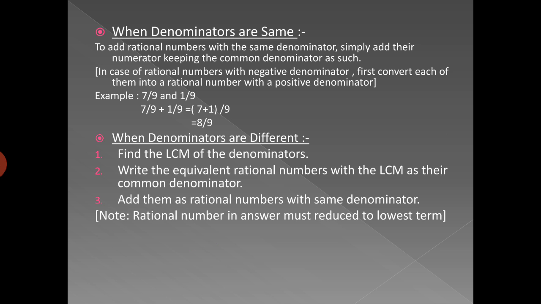The rational number in the answer must be reduced to its lowest form. This is very important, that after we are done with the addition, whatever answer we get, make sure that it is in the lowest or standard form. What is the standard form? There are two conditions. First, the denominator is positive. Second, there is no common factor other than 1 between numerator and denominator.